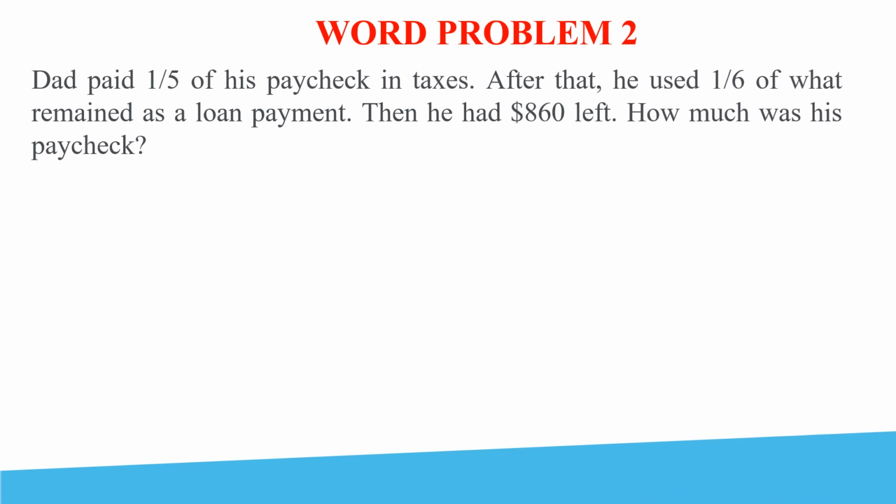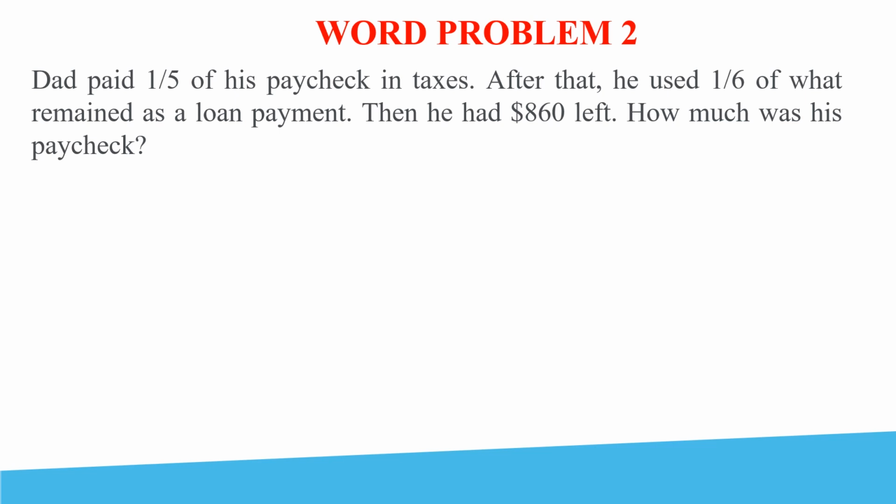Now, number 2. Dad paid 1/5 of his paycheck in taxes. After that, he used 1/6 of what remained as a loan payment. Then he had $860 left. How much was his paycheck? So, the logic is the same, but now we are going to start from the end and we need to find how much was the paycheck at the beginning.